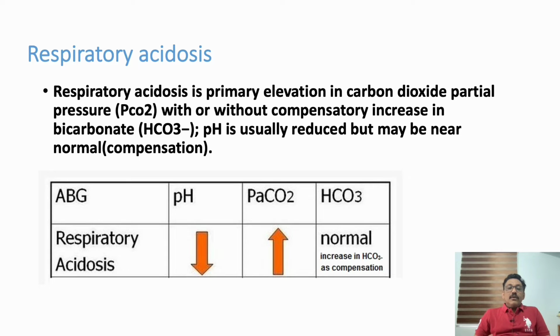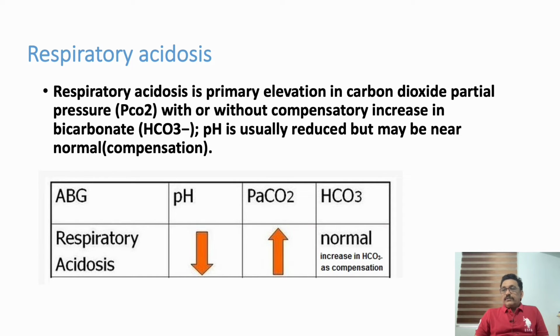Then, since it is a chronic process, the bicarbonate level might already have increased, and it may increase further during acute episodes. Then the pH may come back to near normal. It will never cross to the opposite side. That means normally 7.35 to 7.45, it will be towards 7.35 to 7.3.